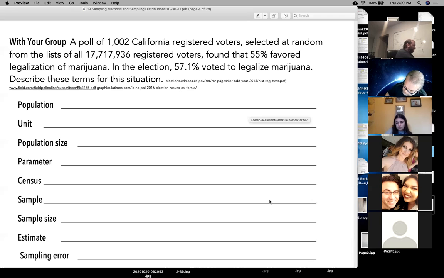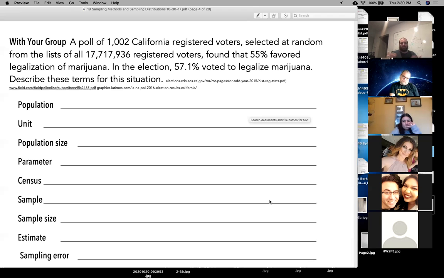Each voter is a registered unit. Do we agree with that? Yes. What's the parameter here? Is it the number of registered voters? No, that's the population size. The poll of 1,002. The parameter is a number. The parameter is a numerical summary of the population. It is a number.